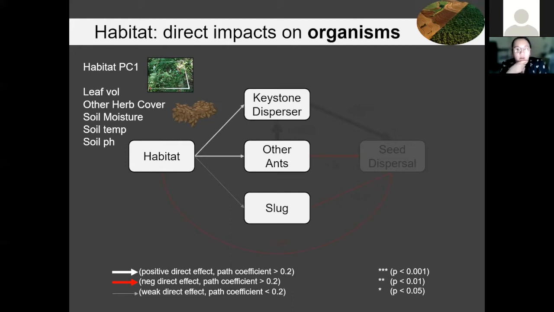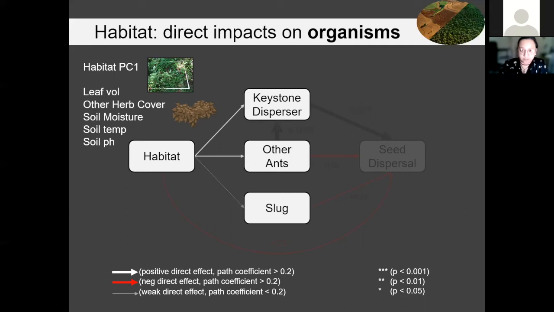But ultimately, I hope to parse this apart a little better. One of the things I hope to work on now is to see how these paths compare between primary and secondary forests. It's an exciting part of my dissertation that I hope to pick apart a little bit more, definitely.